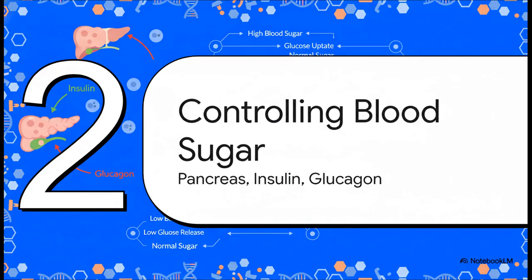Right, let's stop talking theory and look at a perfect real-world example. This is where it all clicks. Section 2, controlling blood sugar. This is homeostasis in action. A brilliant little balancing act starring the pancreas and its two key hormones, insulin and glucagon.